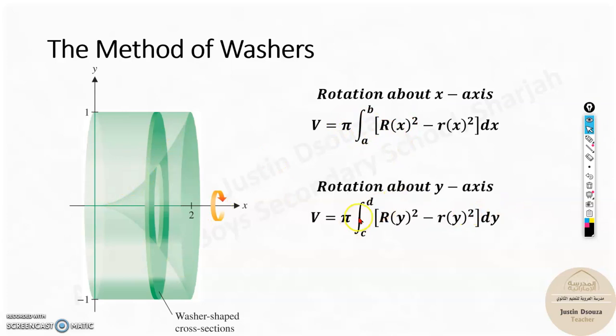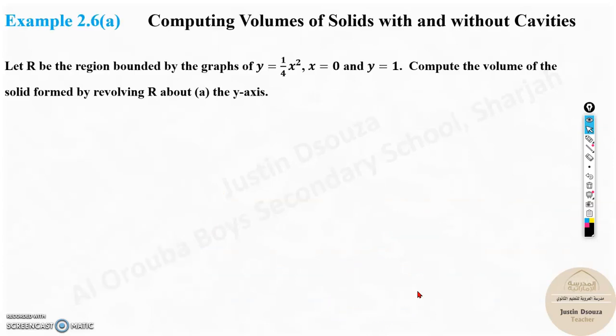Same way for the y-axis. We just now saw a y-axis problem, and even in the last lesson, we saw a y-axis problem. What happens is everything will be with respect to y, and it's again the same, outer radius minus inner radius. We will see a problem now. Capital R is the outer radius, small r is the inner radius.